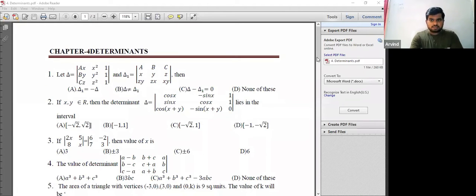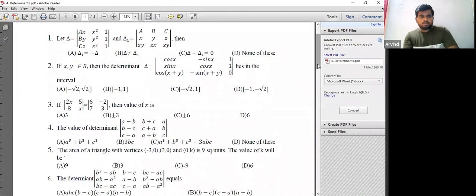This is very easy. Third one. Determinant of [2x, 5; 8, x] is equal to the determinant of [6, -2; 7, 3]. Then the value of x is? You should not equate the corresponding elements. You have to find the determinant of LHS, find the determinant of RHS, then you equate them, you will get the answer.